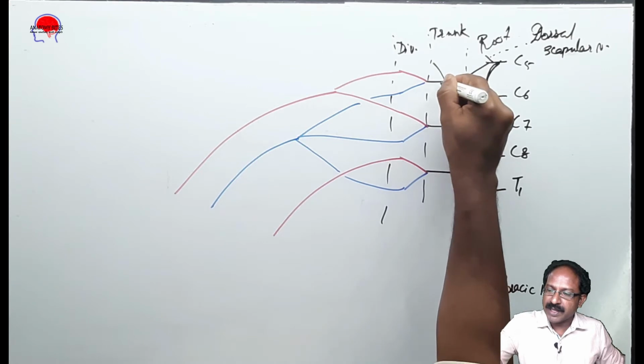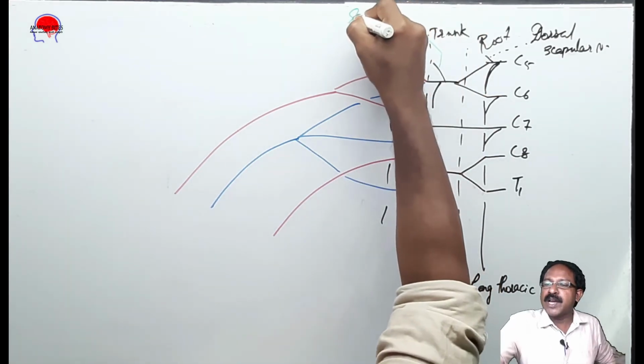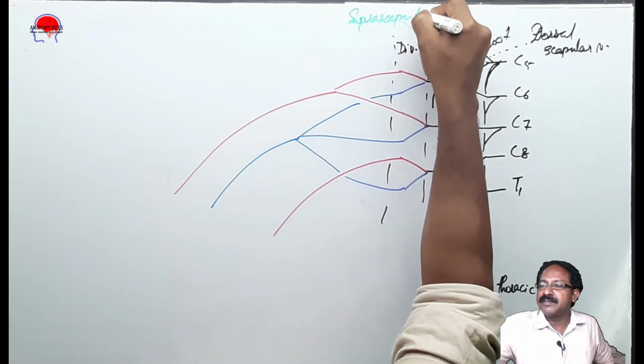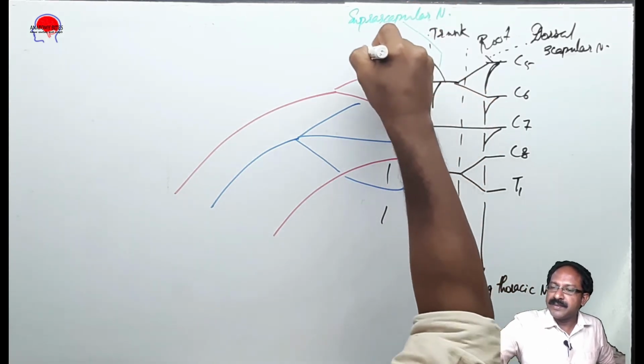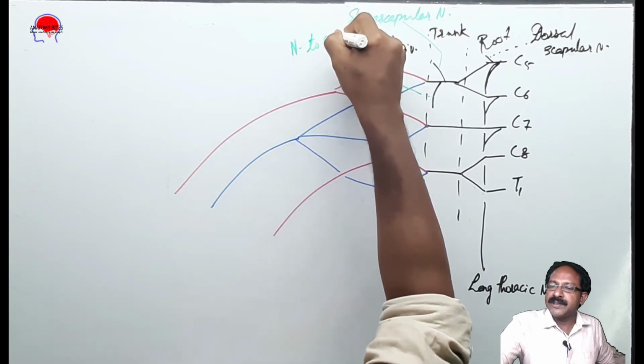Among the trunks, only the upper trunk gives branch. 2 branches are arising from the upper trunk. This nerve is suprascapular nerve, and this nerve is nerve to subclavius.